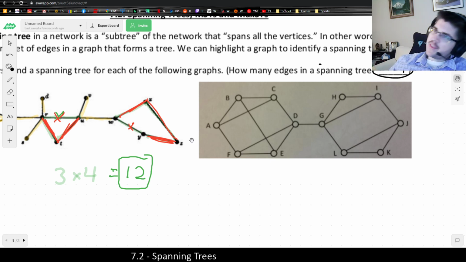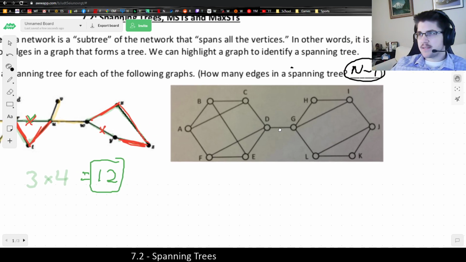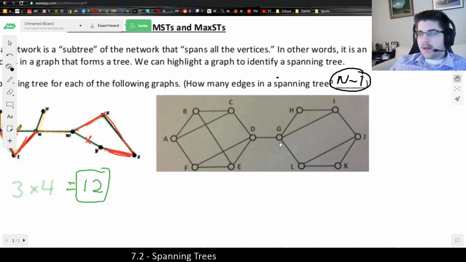But the example from the packet just is to find a spanning tree for each of the following graphs. So in this one, let's just figure out one spanning tree, and we won't bother to figure out how many there are, because there would be so many for this one in particular. And that question does get harder and harder the more edges you have and the more circuits your graph contains.